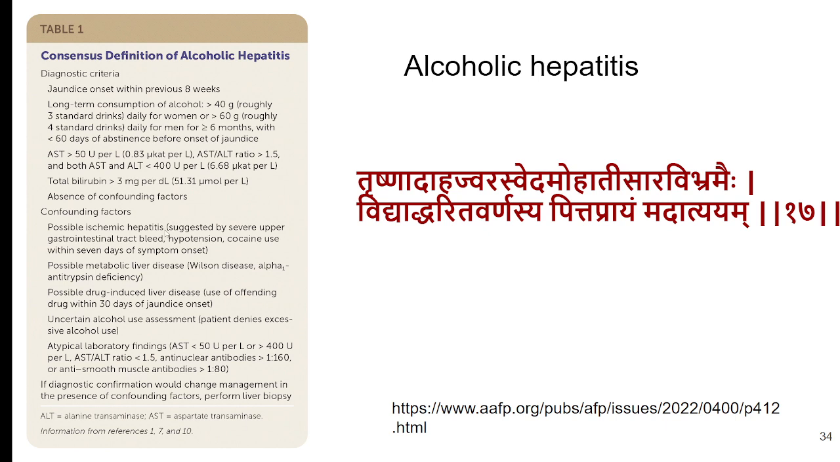In addition to these, the other factors which may be related are possible ischemic hepatitis due to severe gastrointestinal tract bleeding, hypotension, cocaine use. These also have to be ruled out. And metabolic liver disorders like Wilson disease, drug-induced liver diseases, or uncertain alcohol use assessment, where a patient is denying the excess alcohol use. These are the conditions which you have to rule out before you make the diagnosis of alcoholic hepatitis.